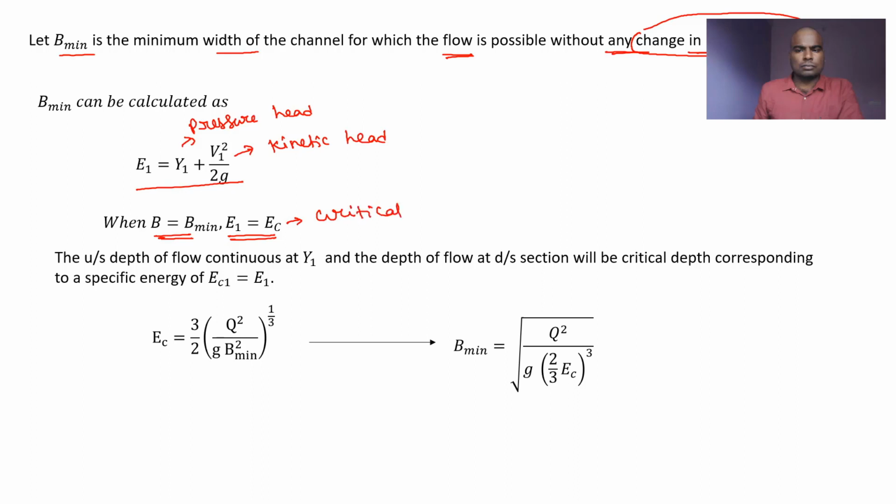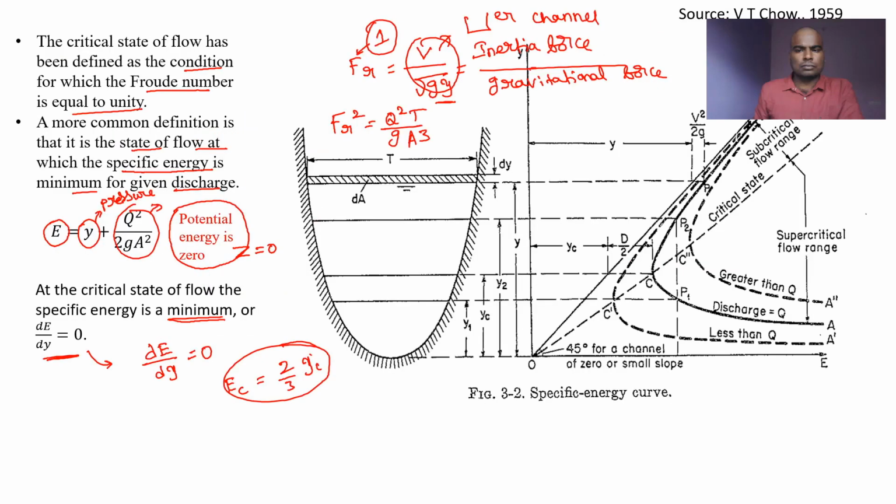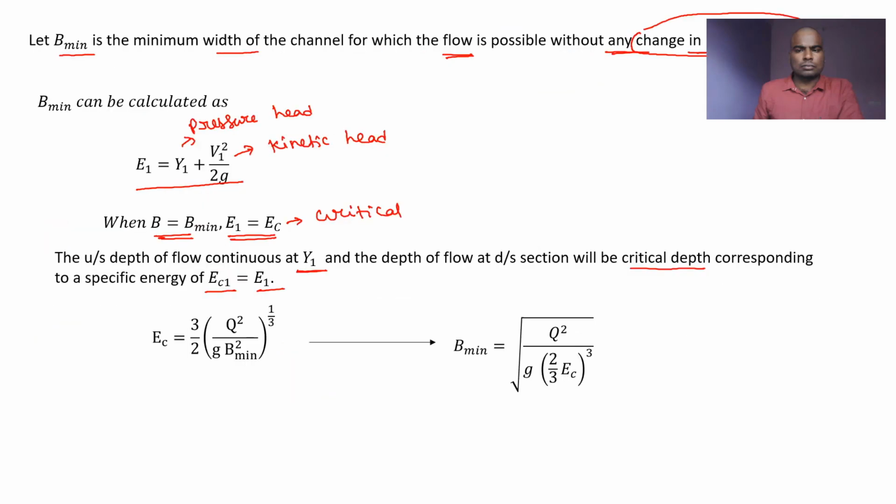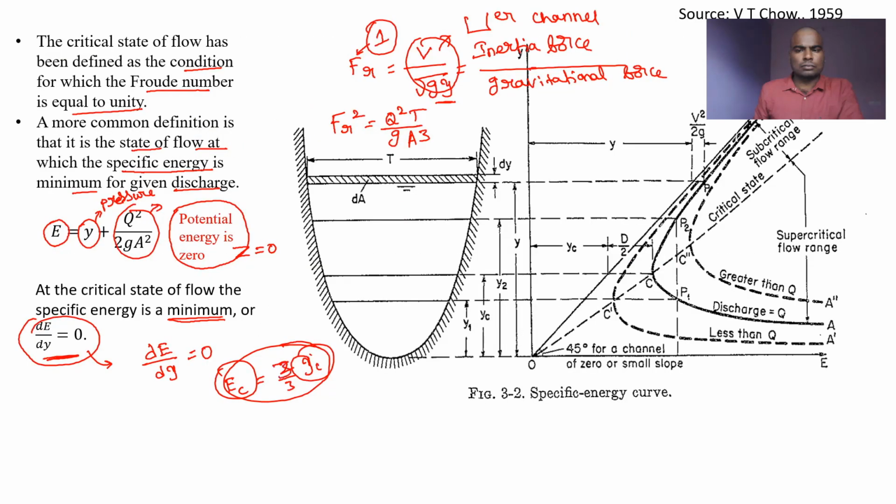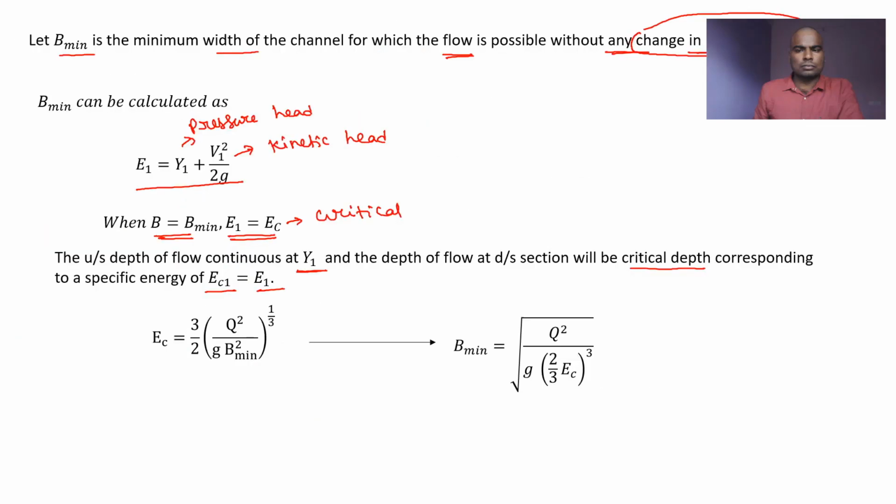So the upstream depth of flow continues at Y1 because we should not change the upstream depth, and the depth of flow at a downstream section will be critical depth corresponding to a specific energy of EC equal to E1. So like I already shown you, by solving this particular equation, we will get the relation between the EC and YC. So it will be 3 by 2, not 1 by 2. Sorry. EC will be equal to 3 by 2 of YC. So this derivation you can find in any textbook, but this is out of scope now. So just remember this formula: E is equal to 3 by 2 of Y.